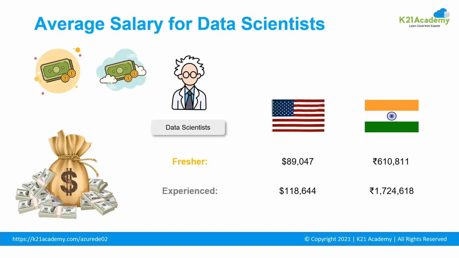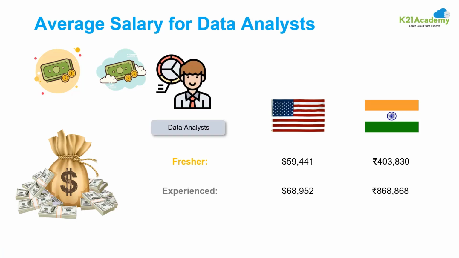So what is the average salary of data scientists? The average salary for a fresher in United States is $89,047 per annum. The average salary for a fresher in India is 6,10,811 rupees per annum. The average salary for an experienced professional in the United States is 1,18,644 per annum. Average salary for an experienced professional in India is 17,24,618 rupees per annum.